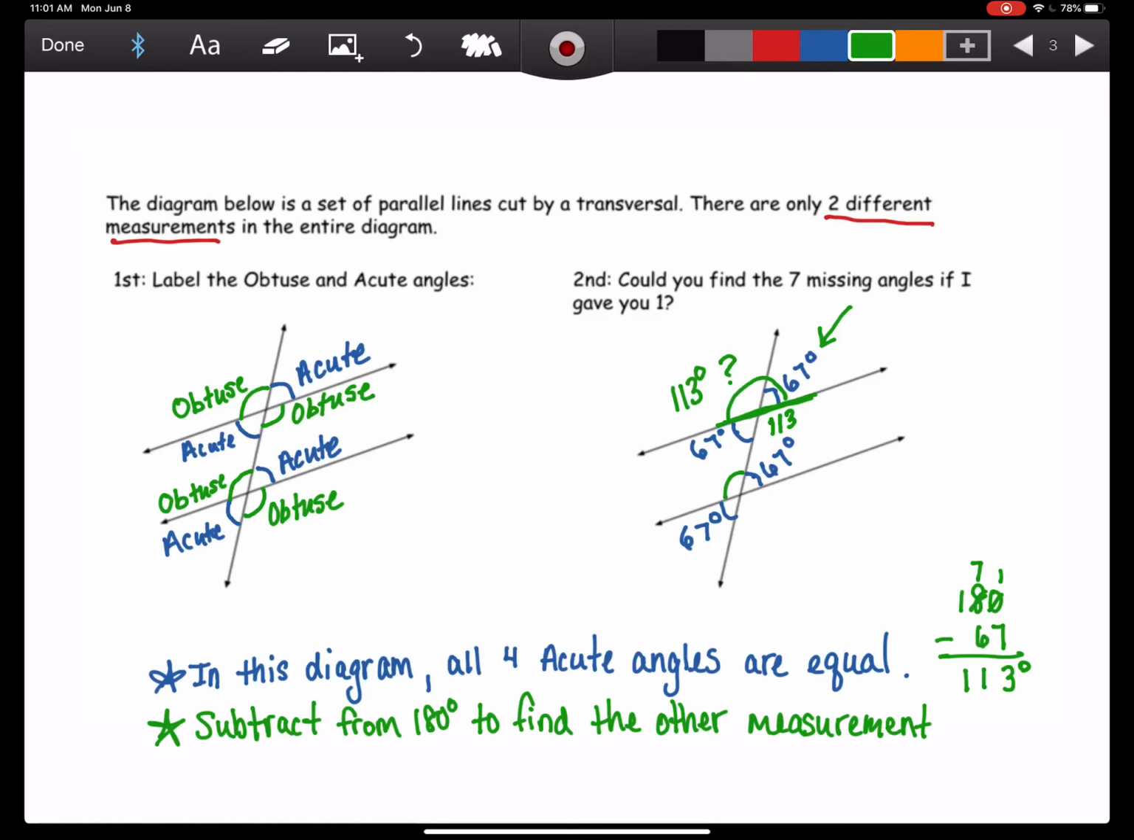That means this angle is 113 degrees. And that means this angle is 113 degrees. Hopefully you're noticing a pattern in the way the angles are laid out. Okay? So that's it. Take your time. Write everything down. Talk to you soon.